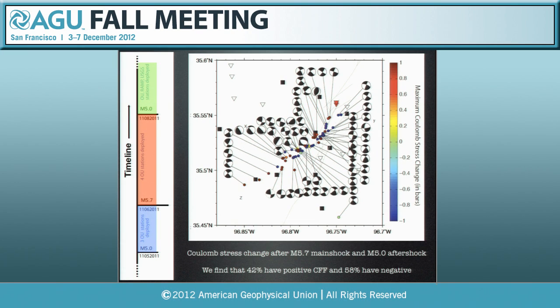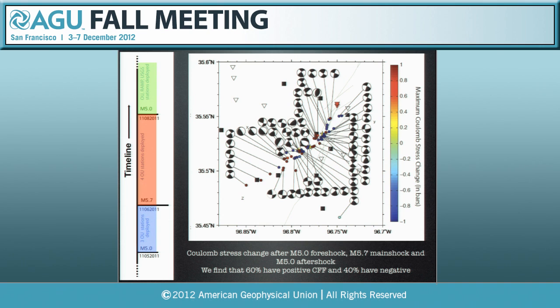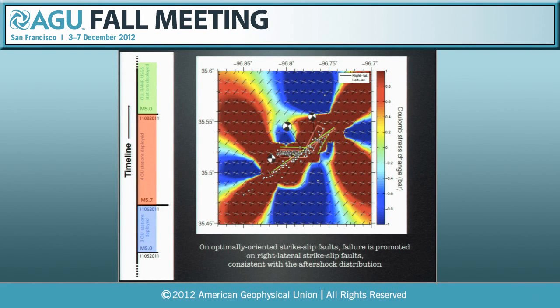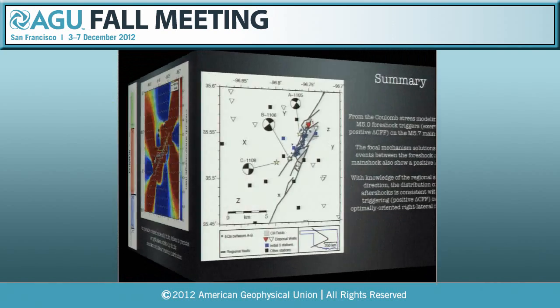If it was the main shock and the aftershock, we have 42% have positive and 58% have negative. And when we look at all three together, we see that 60% have positive and 40% have negative. If we look at the optimally oriented strike slip fault planes, failure seems to be promoted. This area is quite red, which means it promotes failure on these right lateral strike slip faults, which again is consistent with the aftershock distribution.